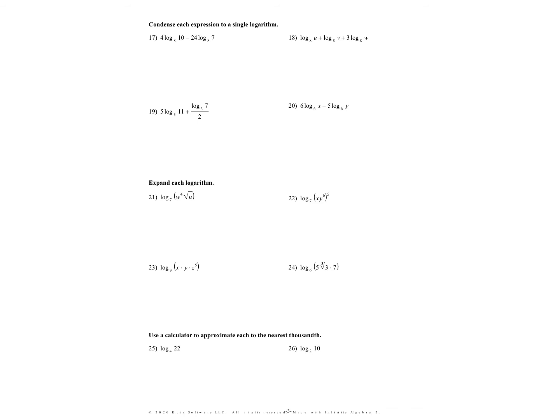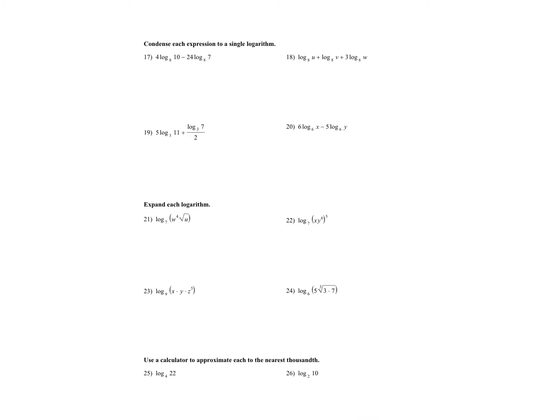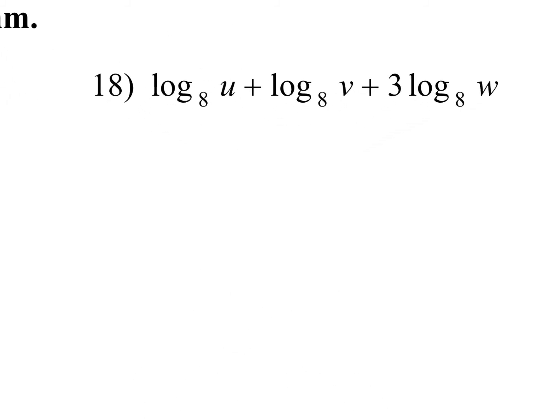All right, let's look at 18. Here we are condensing each expression into a single logarithm. So we're bringing it all together. Anytime we have a number out front, the first thing we want to do is move it up top. So this 3 in front of our log, we need to bring it up top to the w, so it'd be w to the 3rd power. We just take the 3 and bring it up top.